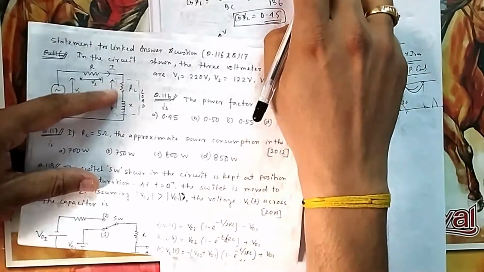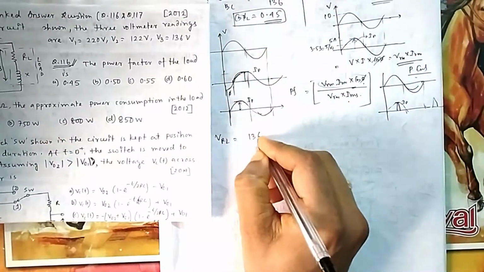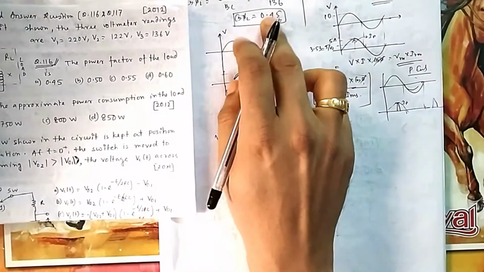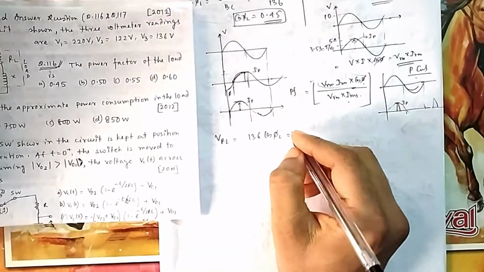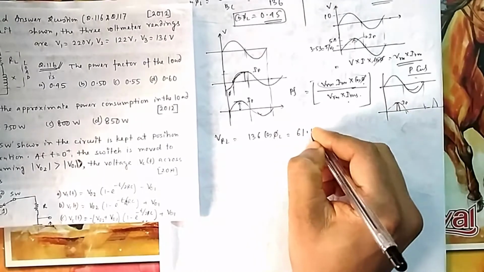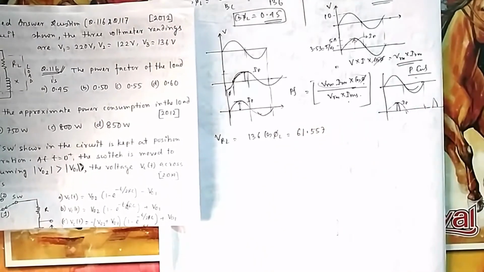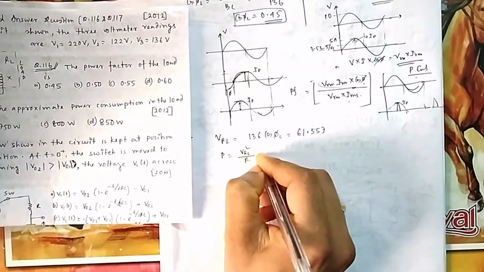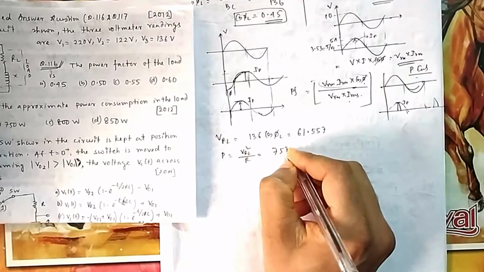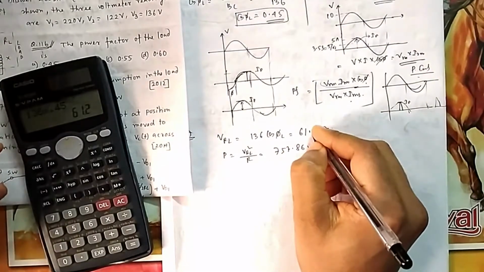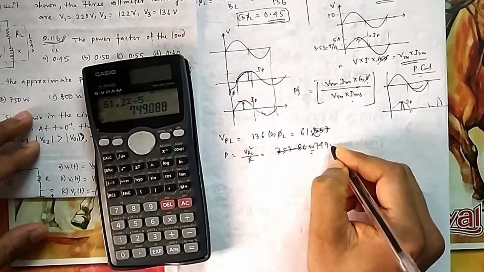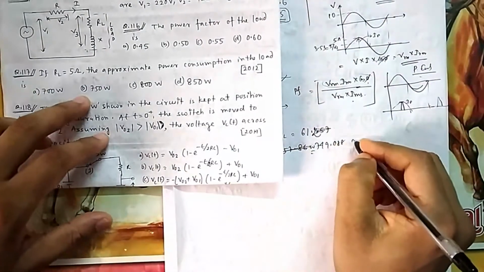So if you can find this, you can easily find it is 136 cos phi L. 136 times cos phi L, which is 0.45, if you put it, will be 61.557. Now power is equal to V_RL square by R, that is, you will find 61.2 and so on. Now you will get 749.088. And they are asking approximately, so approximately it is around 750.